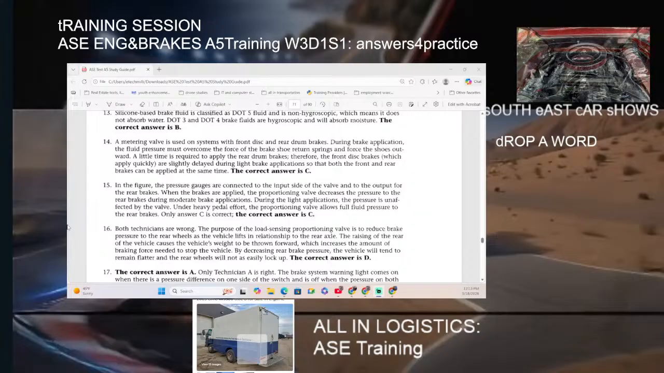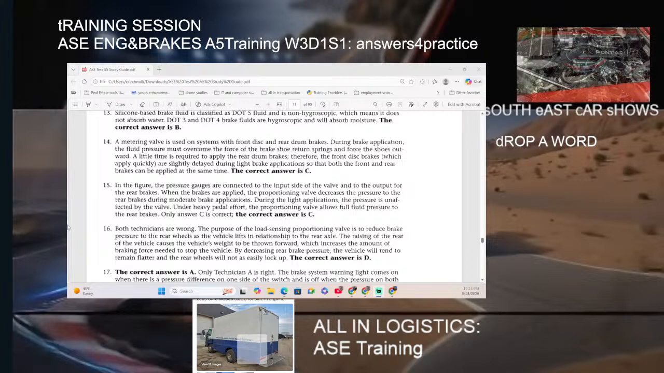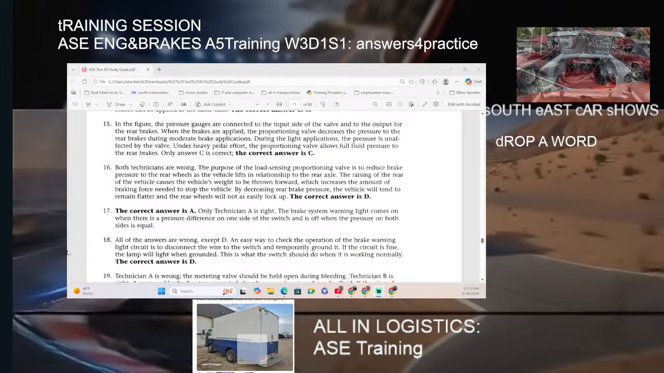15. In the figure, the pressure gauges are connected to the input side of the valve and to the output for the rear brakes. When the brakes are applied, the proportioning valve decreases the pressure to the rear brakes during moderate brake applications. During the light applications, the pressure is unaffected by the valve. Under heavy pedal effort, the proportioning valve allows full fluid pressure to the rear brakes. Only answer C is correct. The correct answer is C.